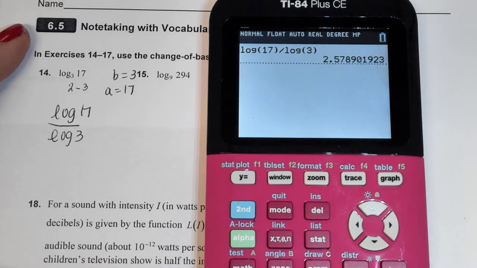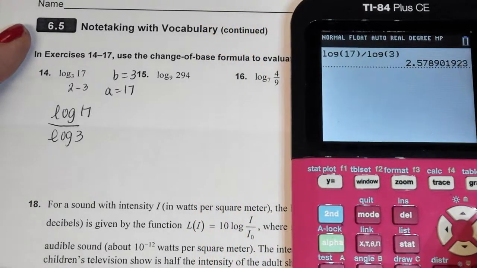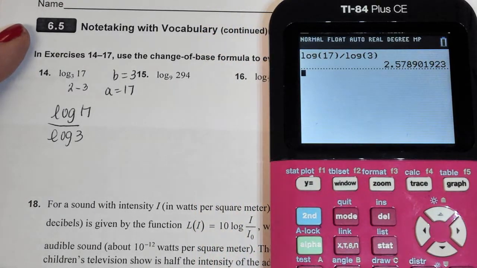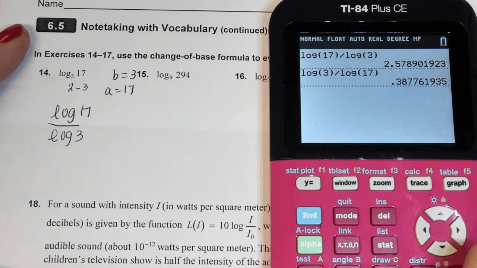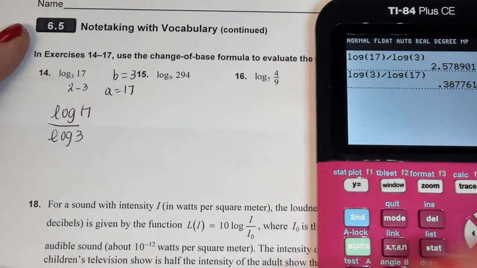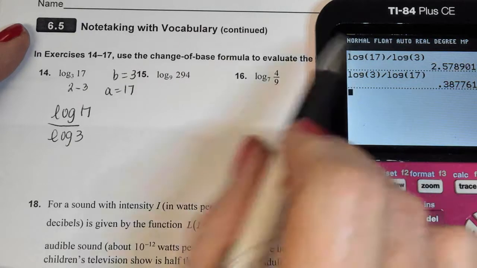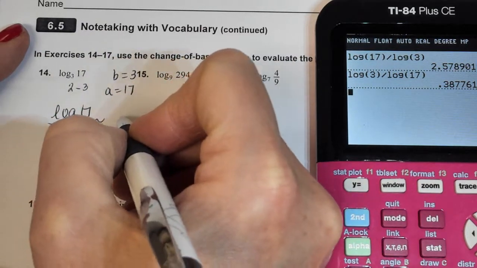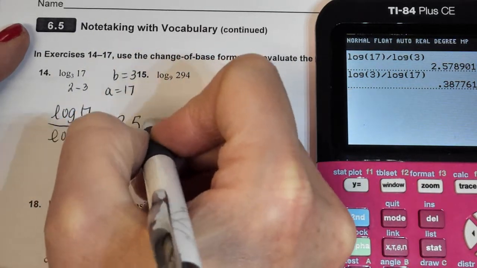If I didn't get an answer between 2 and 3, I would know maybe I put these in wrong. Sometimes people do it the wrong way. They do log 3 divided by log 17. That gives me an answer that's not between 2 and 3 like I expected, so I would know I put it in wrong. This is the way it should go in. So our answer is approximately 2.58.